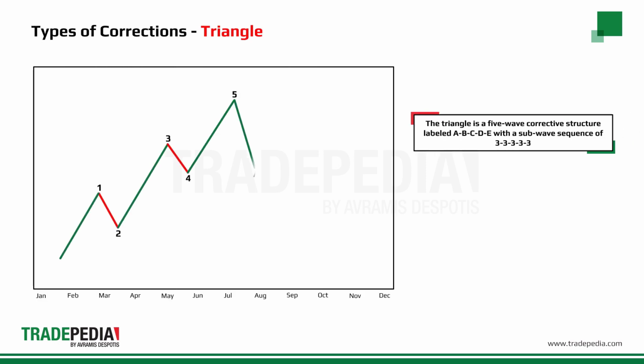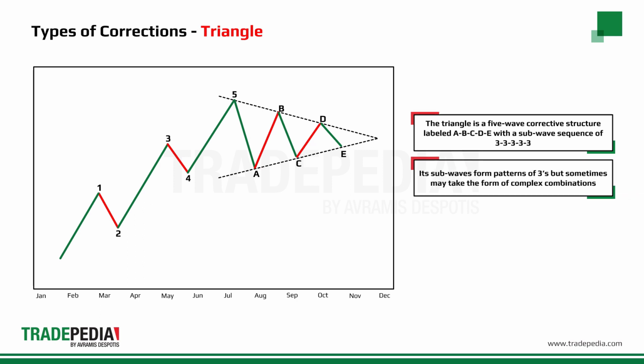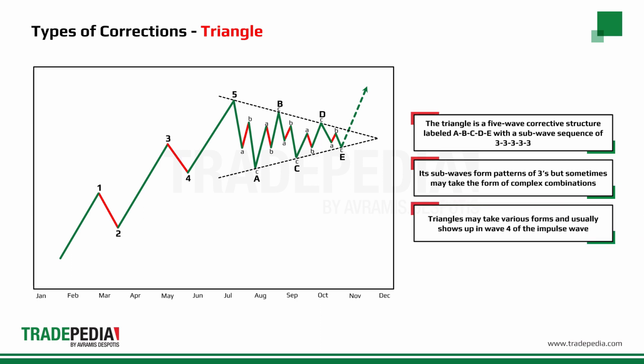The triangle is a 5-wave corrective structure labeled A, B, C, D, E with a subwave sequence of 3, 3, 3, 3, 3. Its subwaves are mainly corrective and form patterns of threes, but sometimes may take the form of complex combinations. Triangles may take various forms like ascending, descending, contracting, or expanding, and usually show up in wave 4 of the impulse wave. These various correction types just highlight the level of complexity that Elliott wave theory possesses.